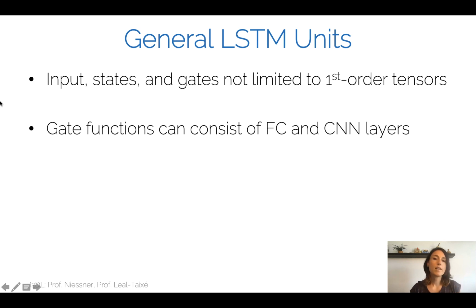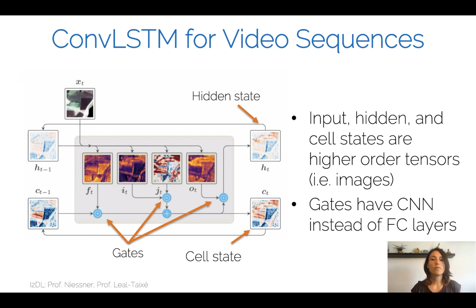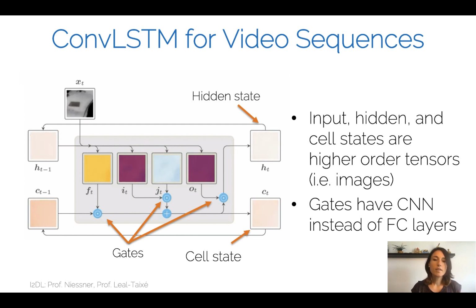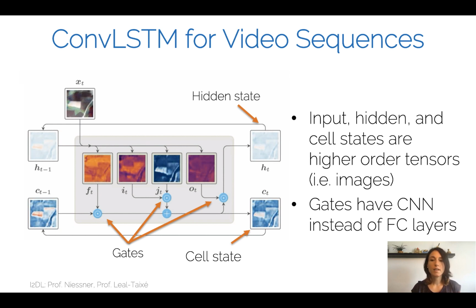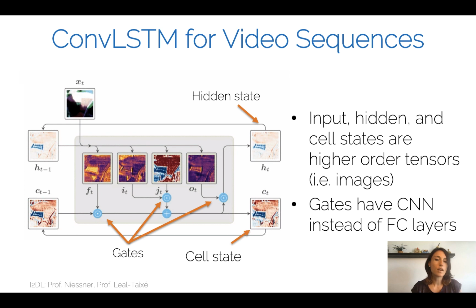Now, the cool thing about LSTMs is that we can actually generalize them. So the input, the state, the gates, these are not limited to first-order tensors. We can, for example, have gate functions that are fully connected layers or even convolutional neural network layers. And therefore, we can do architectures like, for example, the conv LSTM, which processes frames in a video sequence. So in this case, of course, our input are images. And therefore, the input, the hidden, and the cell states are all higher order tensors.